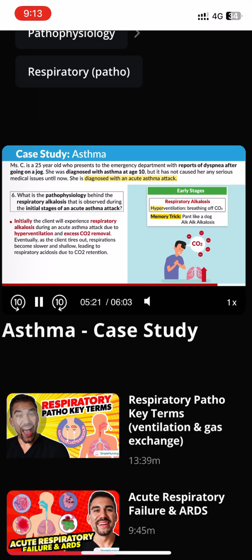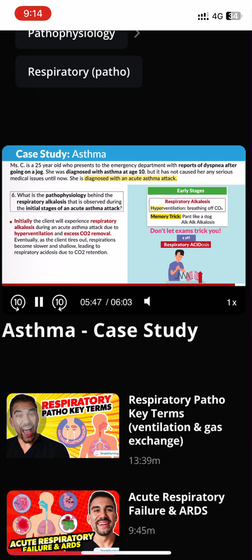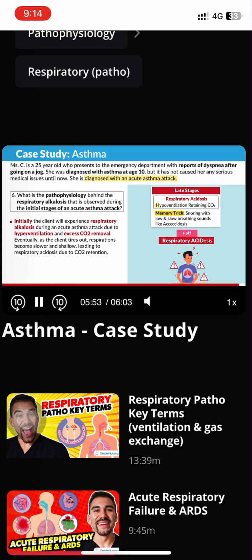So the correct answer here is initially the client will experience respiratory alkalosis during the acute asthma attack due to the hyperventilation and excess CO2 removal. Eventually, as the client tires out, respirations will become slower and shallow, leading to respiratory acidosis due to that CO2 retention. So yes, don't let exams trick you here. Early stages, we see respiratory alkalosis, and late stages, respiratory acidosis, as the client gets tired and retains all that carbon diacid, that carbon dioxide.